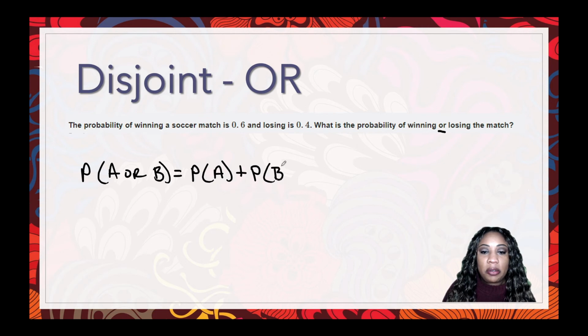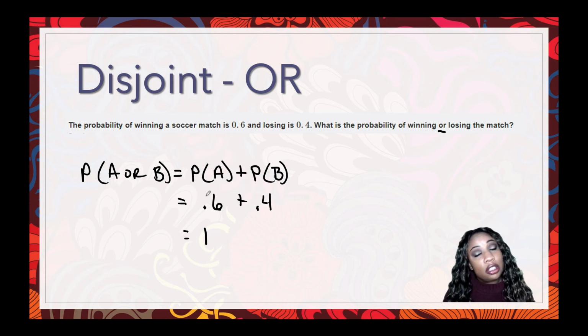So I'm just going to add the probability of A plus the probability of B. So the probability of winning is 0.6, and the probability of losing is 0.4. So the probability that you're going to win or lose is 1, or which would be 100% because you're either going to win or you're going to lose.